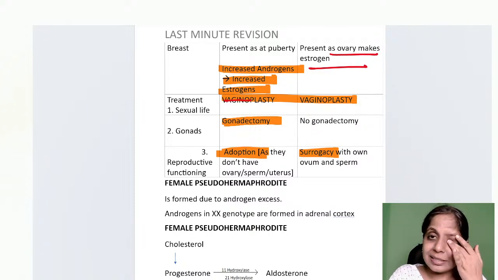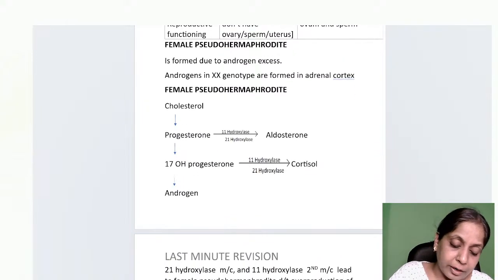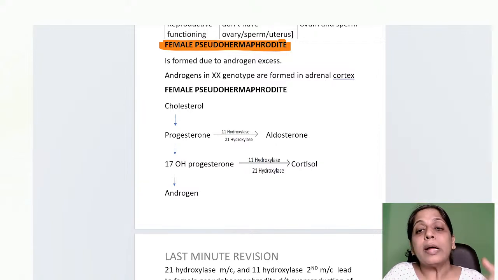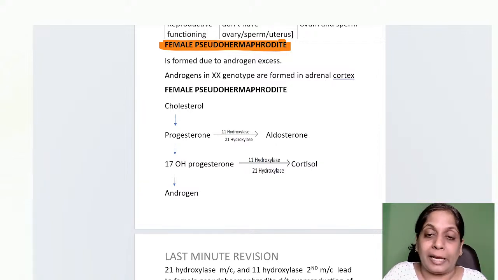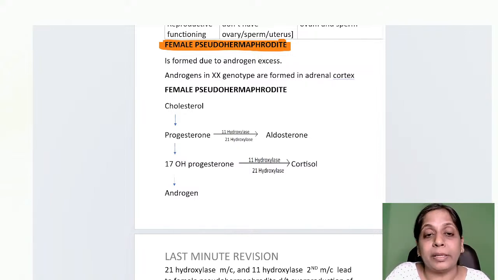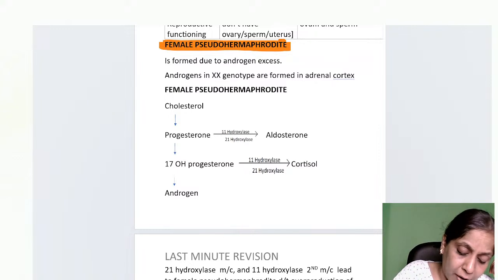Okay. So let us discuss the female pseudohermaphrodite. Female pseudohermaphrodite, of course, because the absence of testosterone makes the female genitalia. Now, if there is any problem, an excess of androgens, then there will be male genitalia. Now, the androgens in congenital life are found in the adrenal cortex.